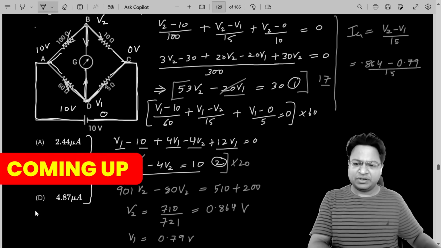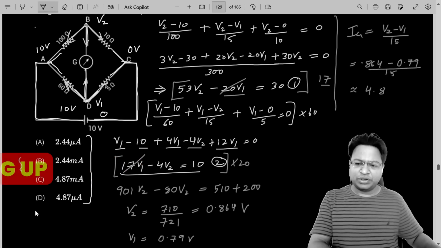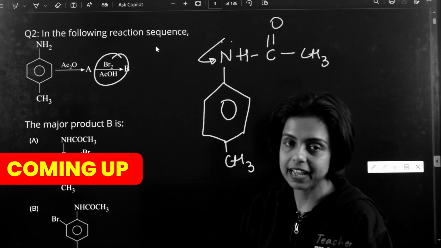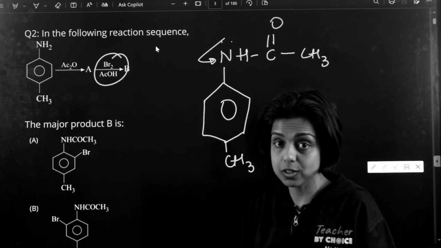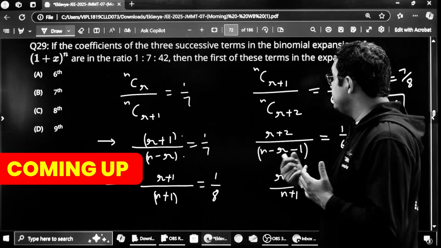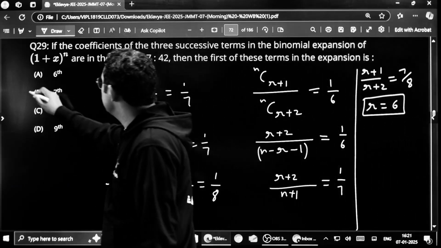0.79 divided by 15, and this will be close to 4.8. Bromide electrophile will attack. This is more electro releasing because of the resonance. It is donating electron via resonance. NC0 is first term, NC1 is second term, so NC6 will be the seventh term.